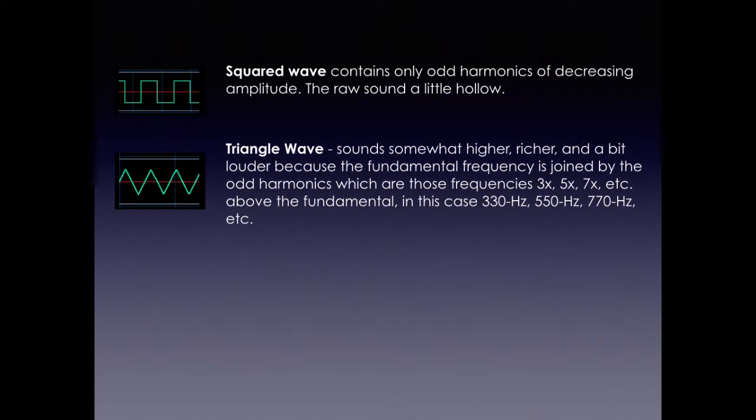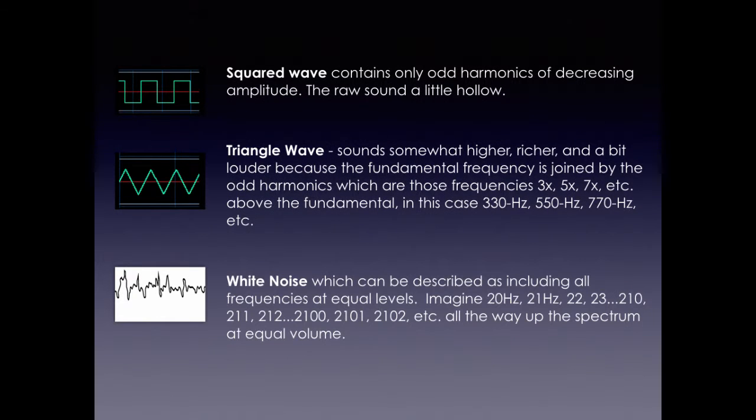Triangle wave sounds somewhat higher, richer, and a bit louder because the fundamental frequency is joined by the odd harmonics, which are those frequencies 3x, 5x, 7x, etc. above the fundamental. White noise can be described as including all frequencies at equal levels.